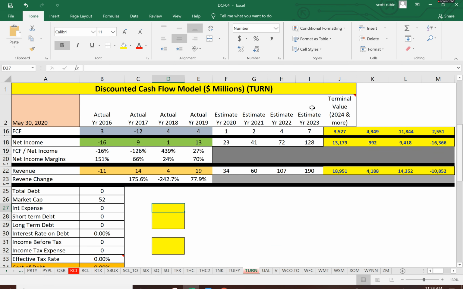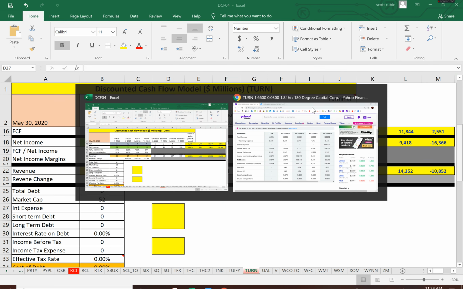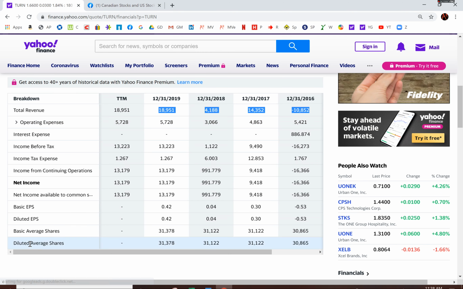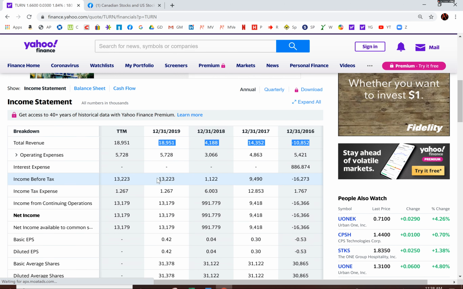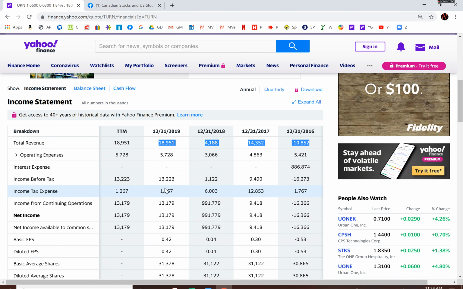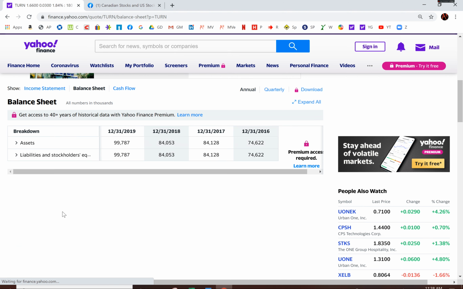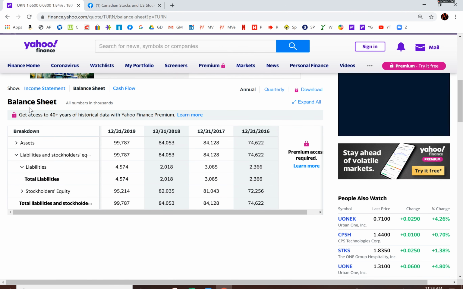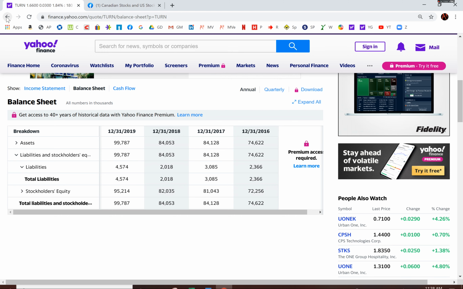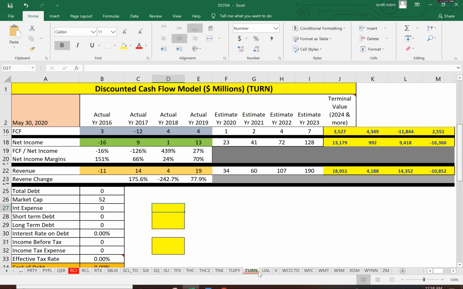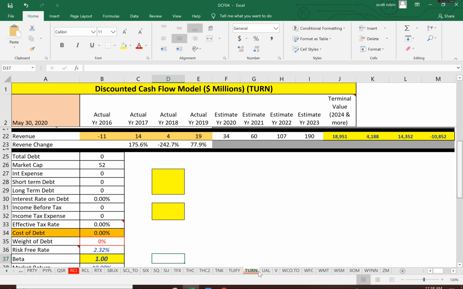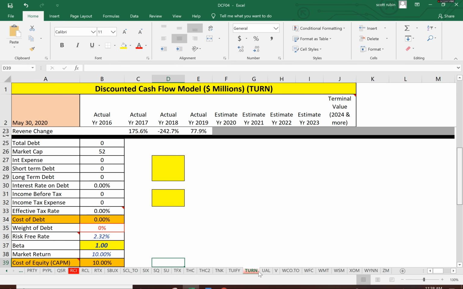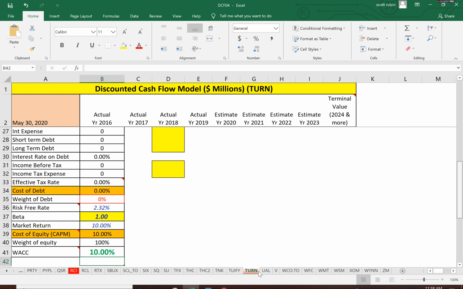Now we need to figure out the capital structure of the company, so we can know what discount rate to apply to the future cash flows. So the income, the interest expense, they don't have interest expense. I don't think they have any debt because they have hardly any liabilities. So we don't need the tax rate. So the cost of debt is 0 and the weighted debt.